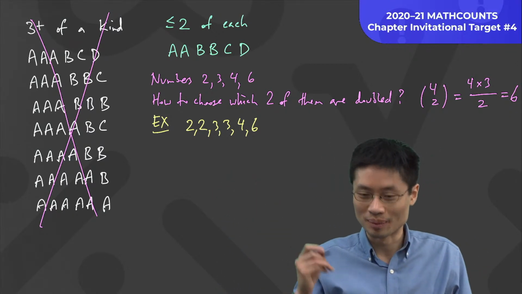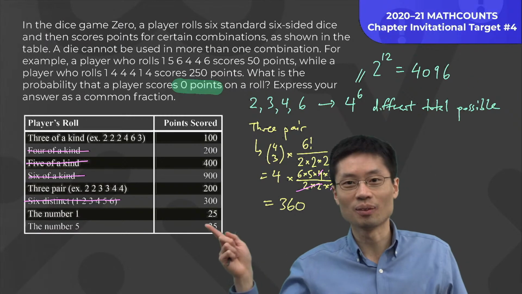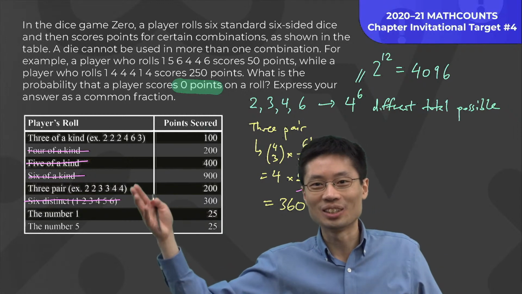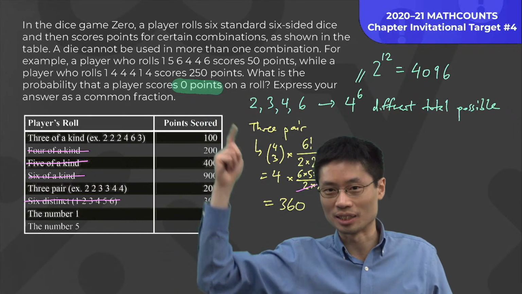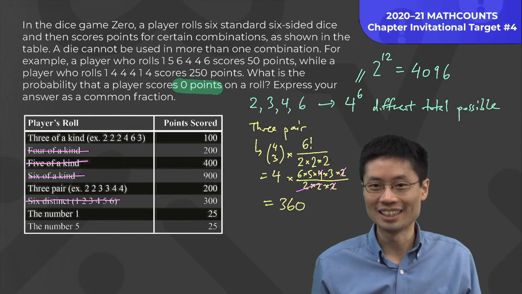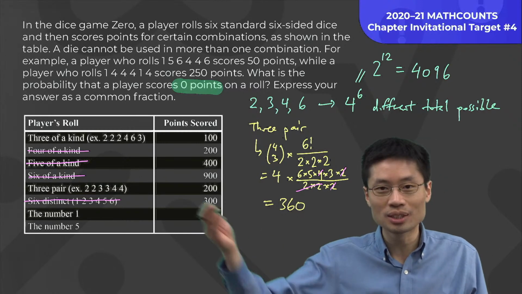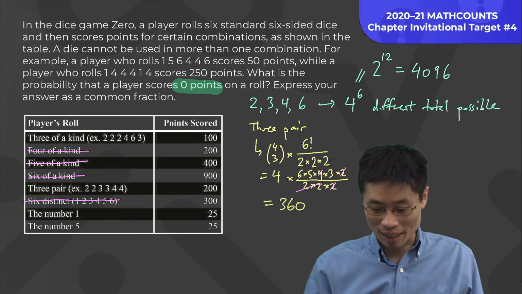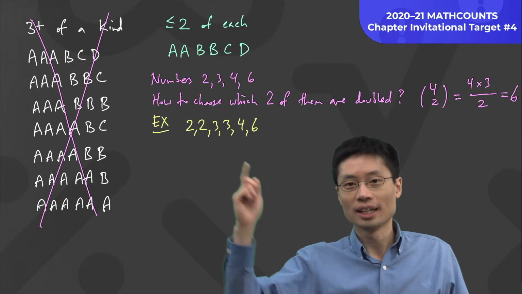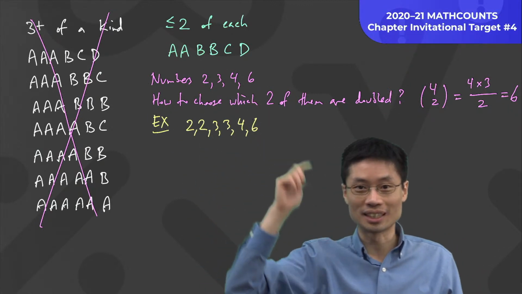You forgot what was the problem. The problem was very complicated. It was this thing: what is the probability that you get 0 points on a roll? And the number of ways to get 0 points on a roll means you avoid all of this stuff. None of this stuff happens. And we boiled it down to, it has to look like this, A, B, B, C, and D.